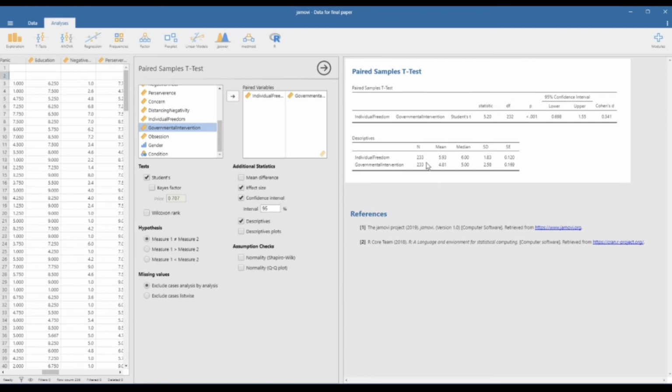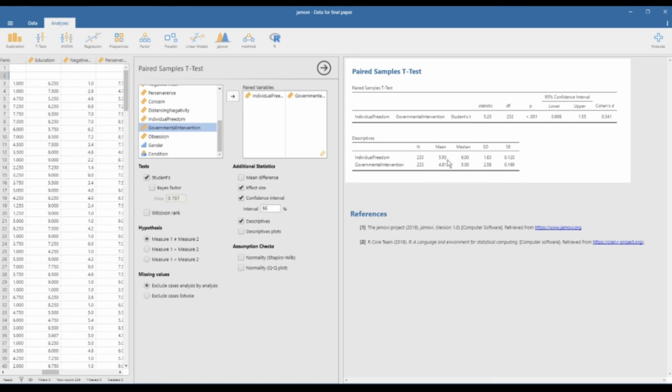So let me come over here now and let's start just with the descriptive statistics. What we're seeing is that participants' perceptions of and support for individual freedom is rated at a 5.93 on average, with a standard deviation of 1.83. And this was a little bit higher than their support for governmental intervention with regard to COVID-19, which had a mean of 4.81 and 2.58. And what you're seeing is that there were 233 participants in each of those two groups, and that's because all of our participants were in both of those groups. That's why those values are equal.